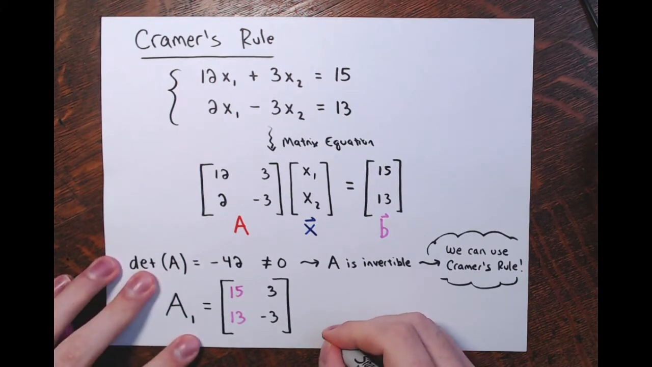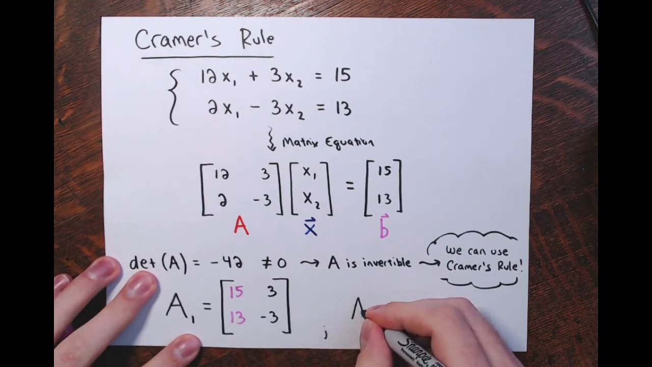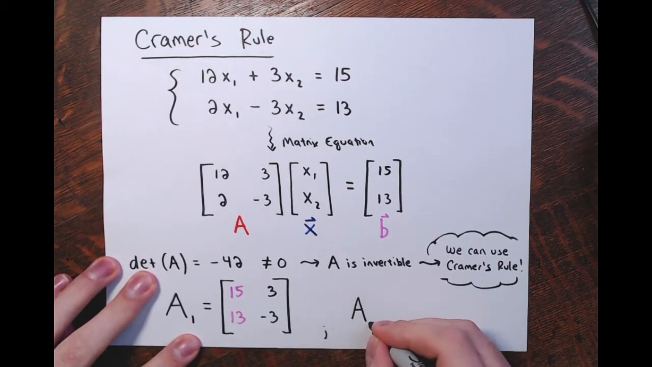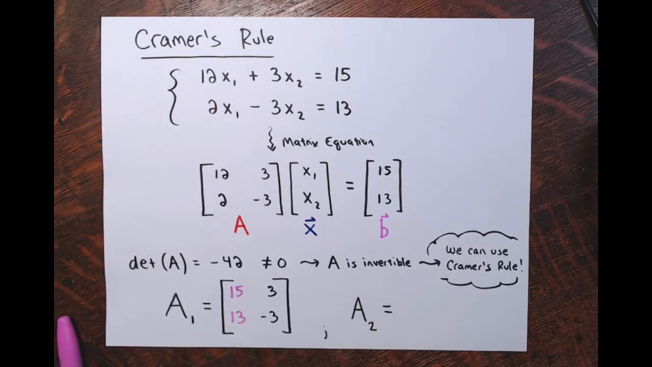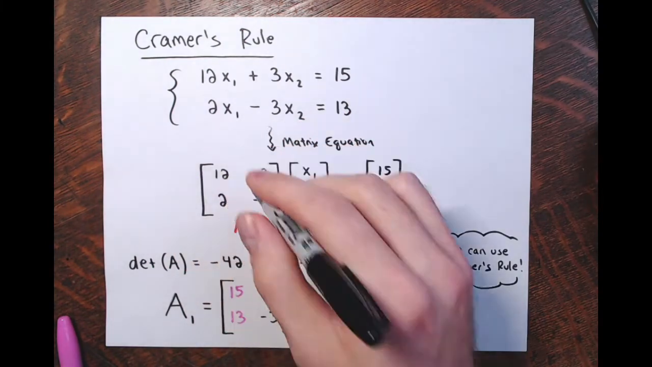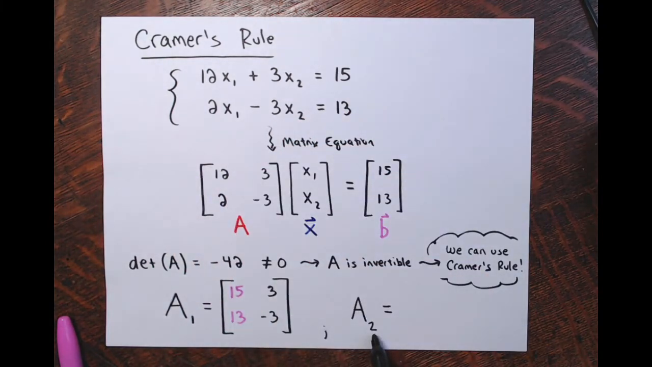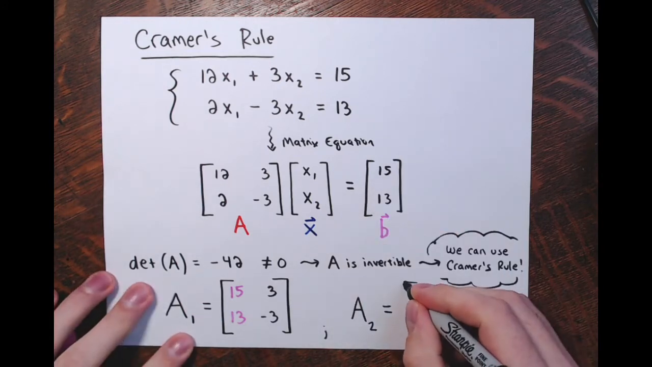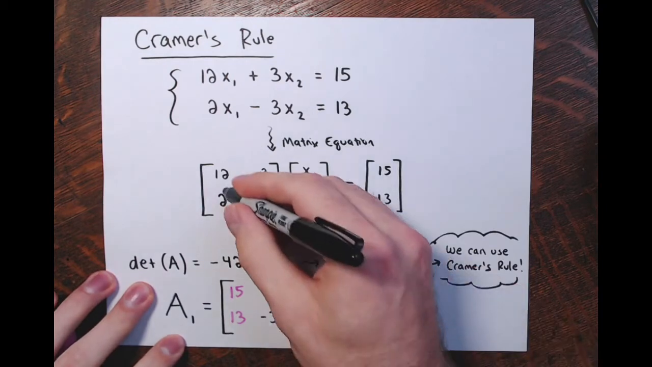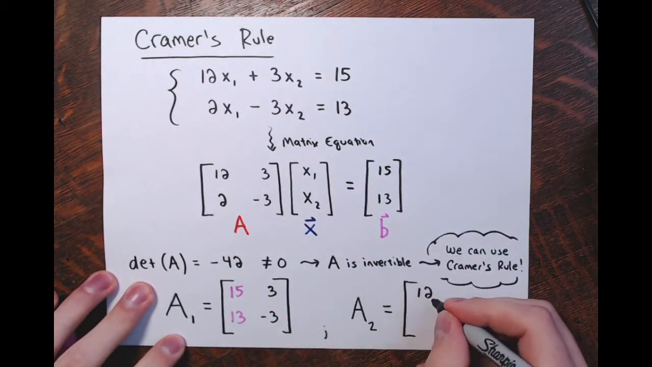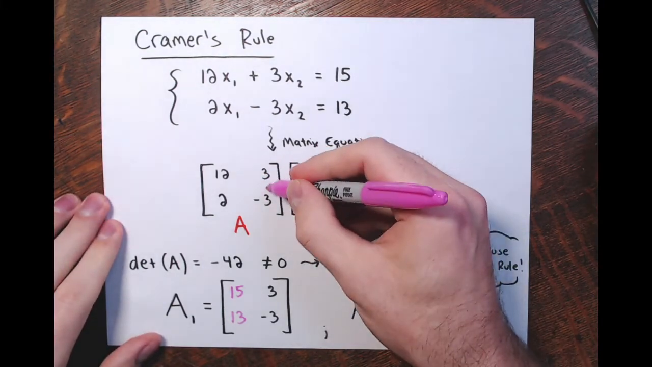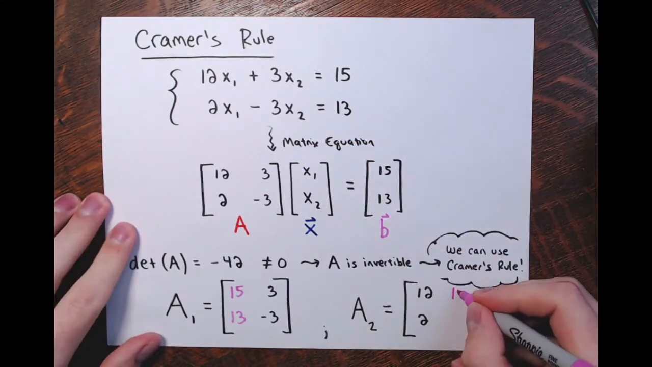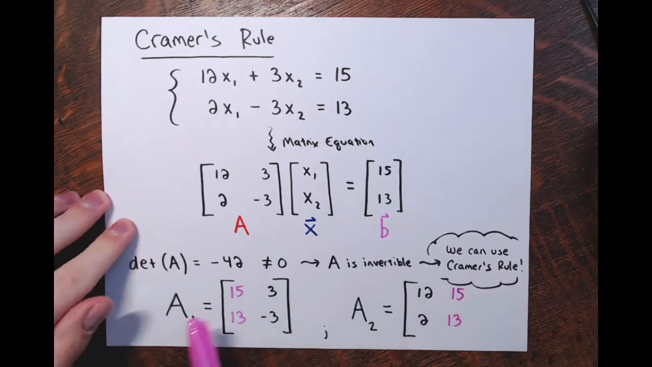And A2, there are two variables here, so I'm going to be finding two of these matrices. A2 is the same thing. It's the coefficient matrix, but with the second column replaced by the constant column here, 15, 13. So again, a 2 by 2 matrix where the first column is still 12 and 2, and the second column is replaced. So the 3, negative 3 is replaced with the 15, 13.